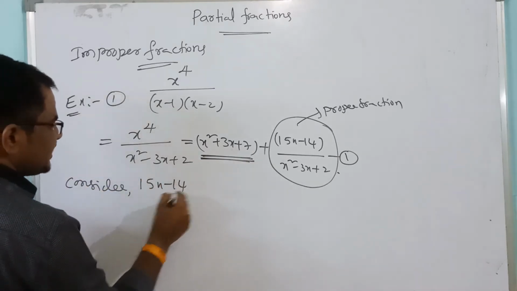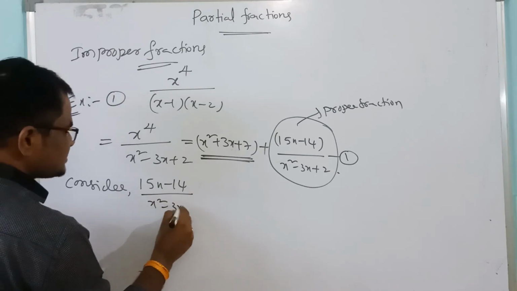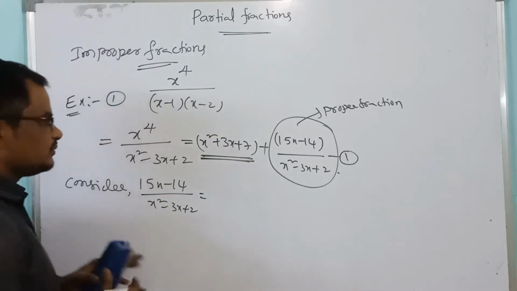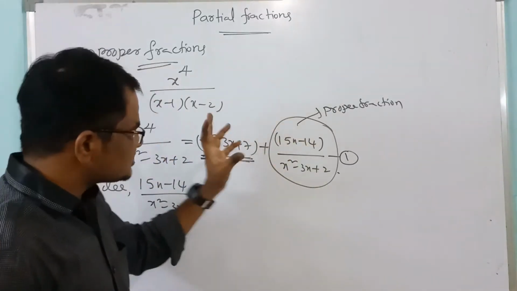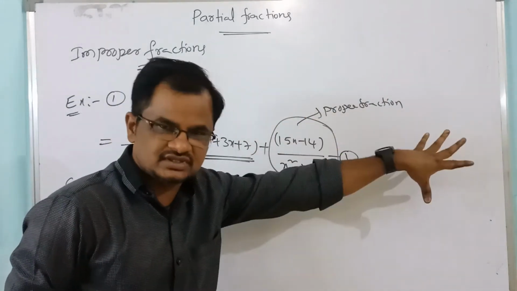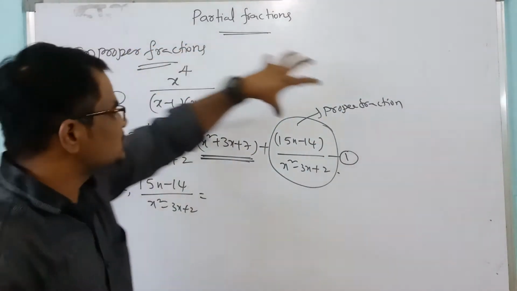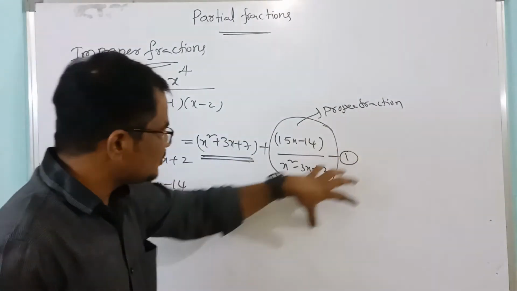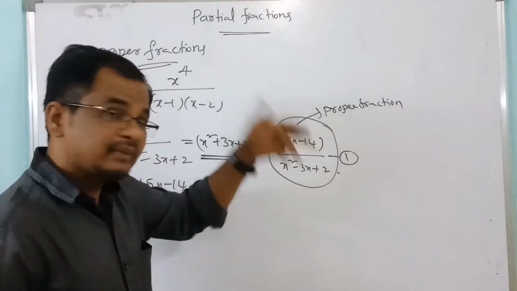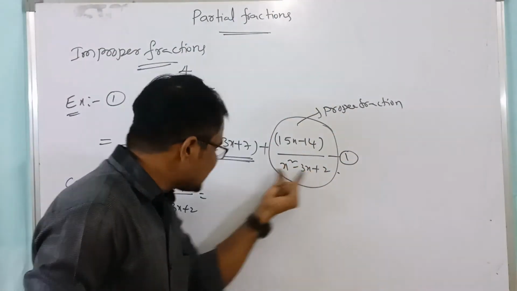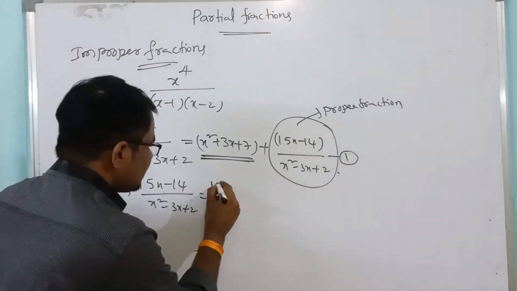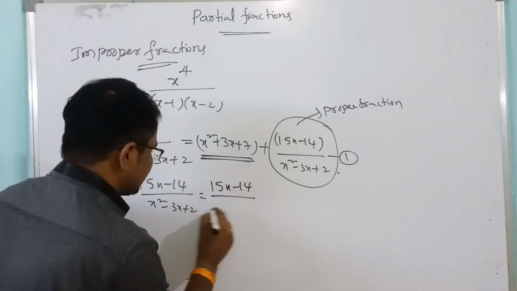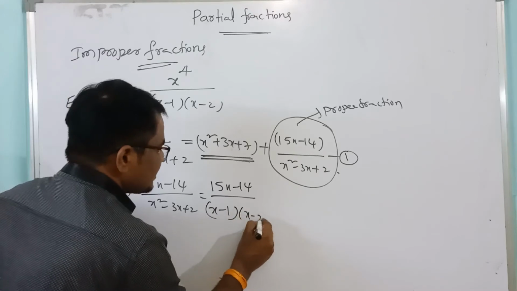For this one, we have to consider 15x minus 14 by x square minus 3x plus 2. That is equal to, because we have to write it as a sum of two or more terms, means we have to resolve into partial fractions. So again we have to take the partial fractions for this one. By which method? The first method, because here non-repeated linear factors are there: 15x minus 14 by (x minus 1) into (x minus 2).